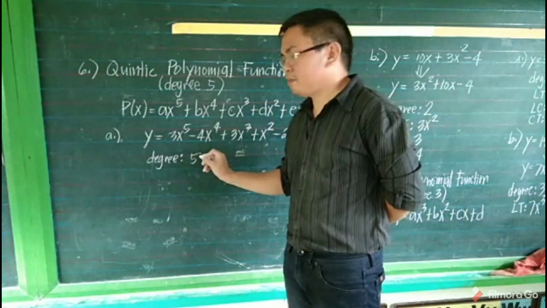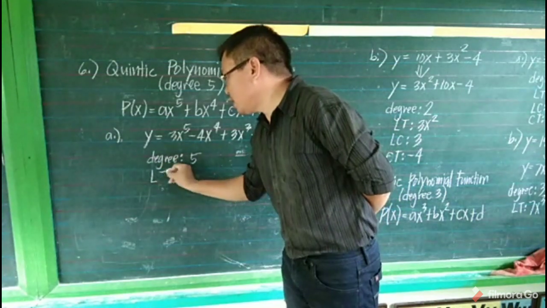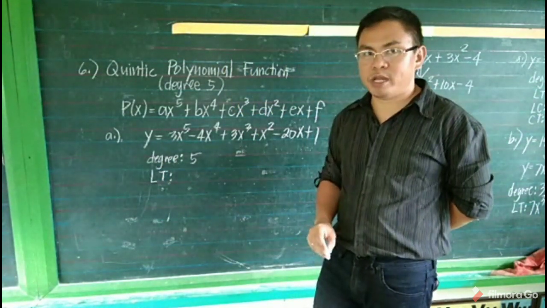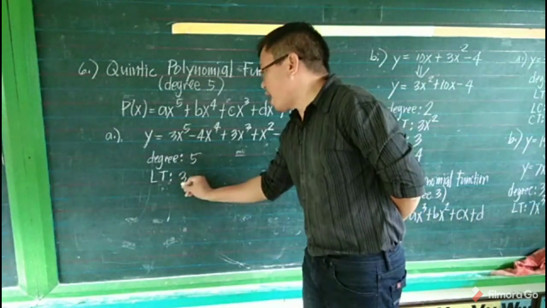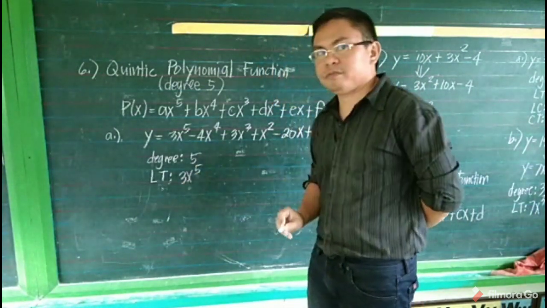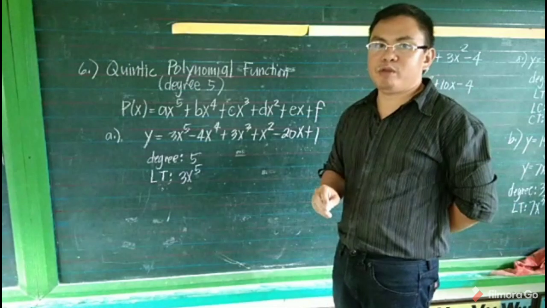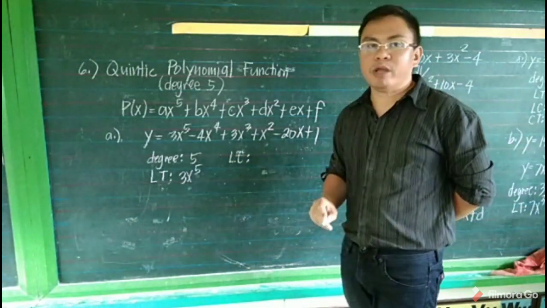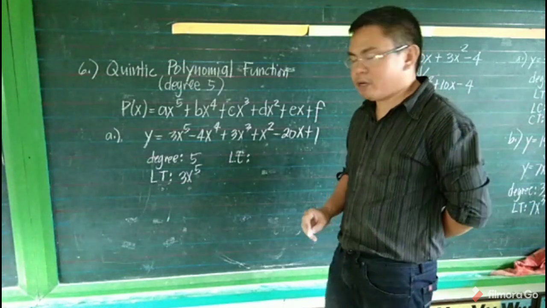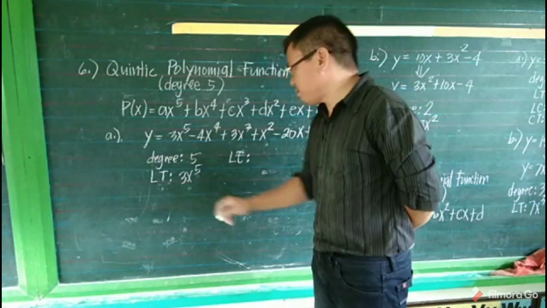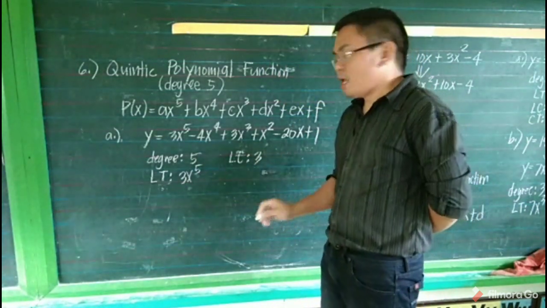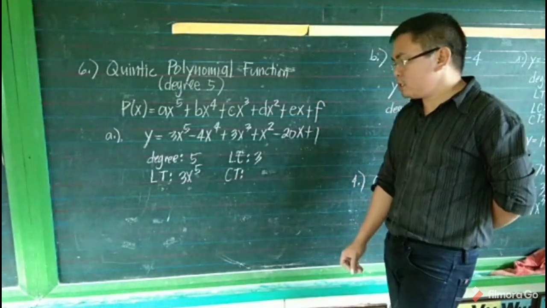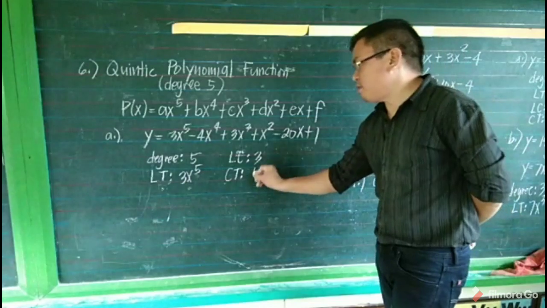Now let's move on to the leading term. The leading term is the term with the highest exponent, and that is 3x to the exponent of 5. From the leading term, you can get the leading coefficient. It is actually the numerical coefficient of your leading term, and that is 3. And for your constant term, the term without a variable, that is positive 1.